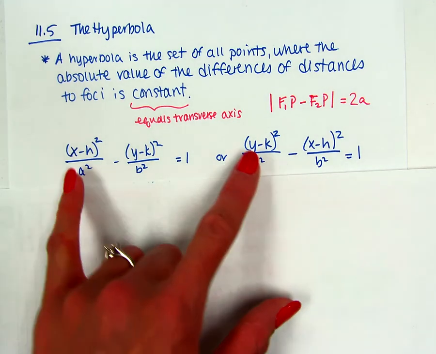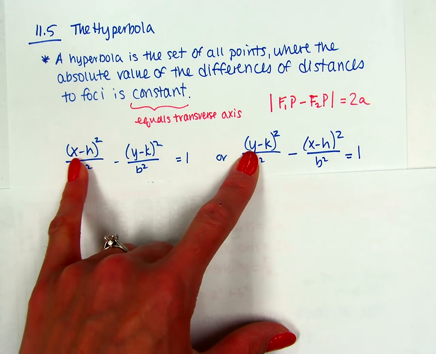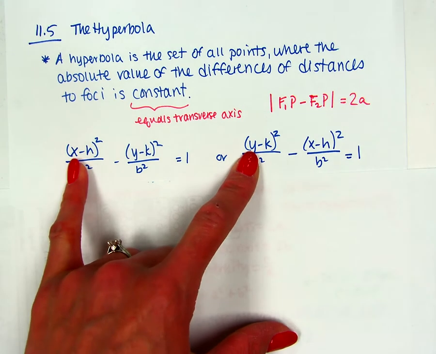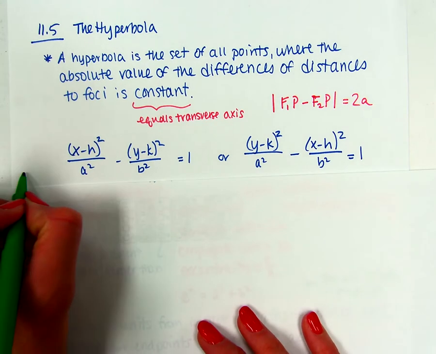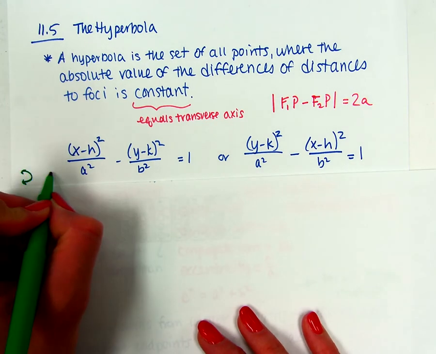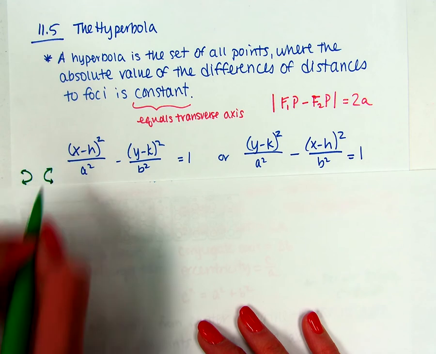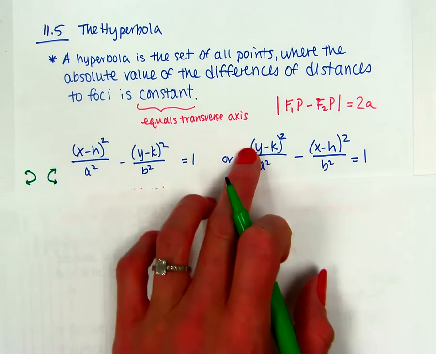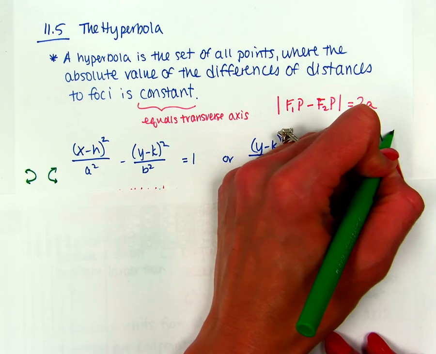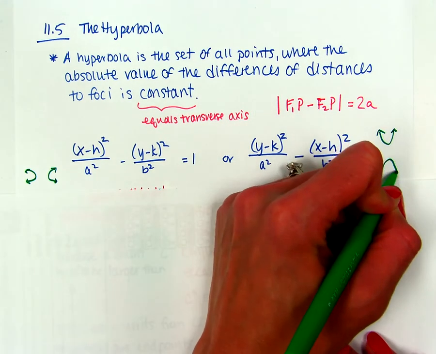For here, the most important thing to look at for a hyperbola is what variable comes first. So if you have an x that comes first, then this is a hyperbola that opens left and right. Okay. If you have the y that comes first, it would open in the y direction, which means that it would open up and down.